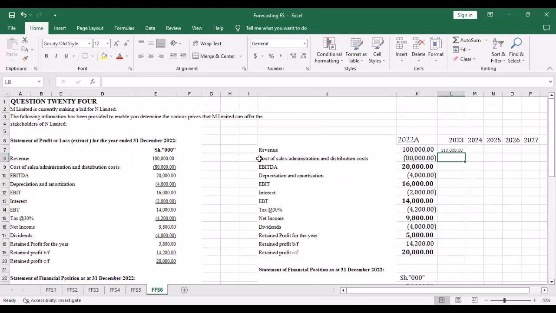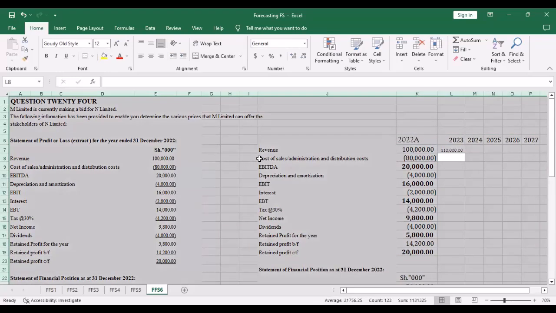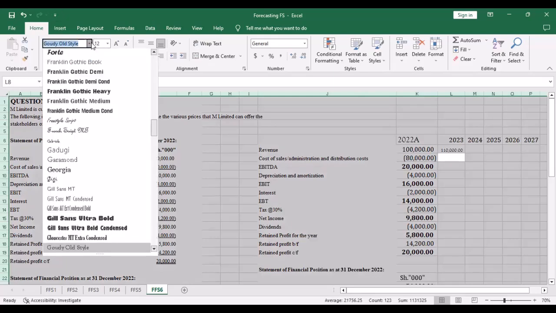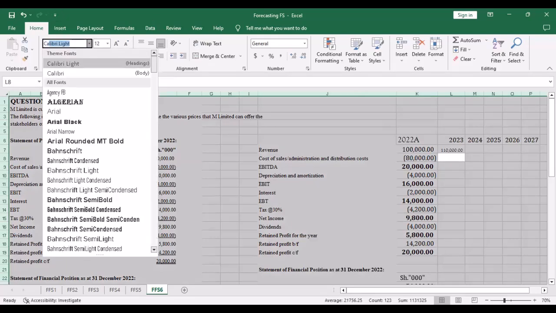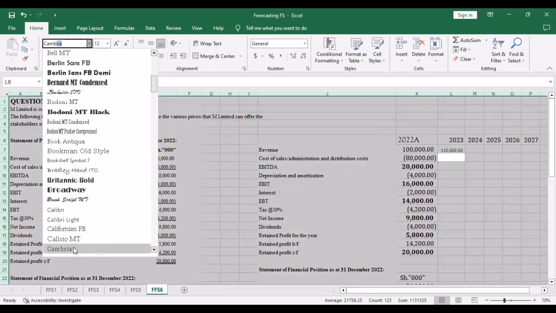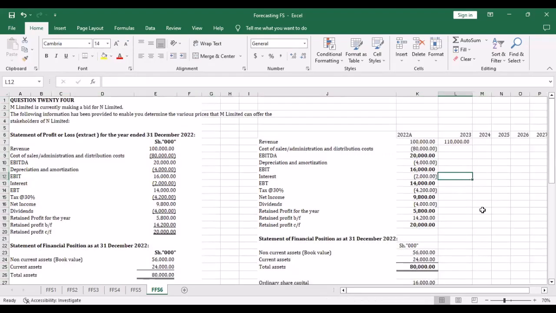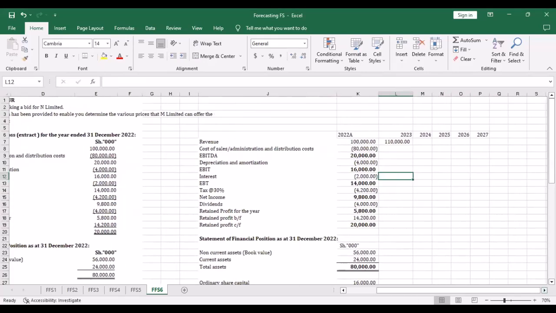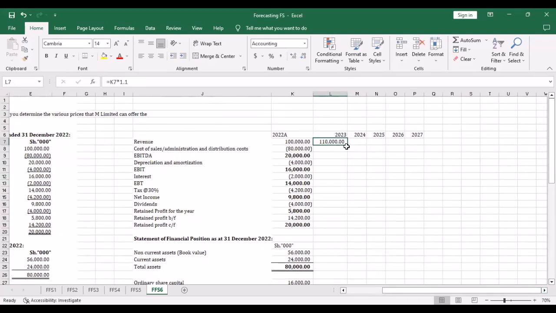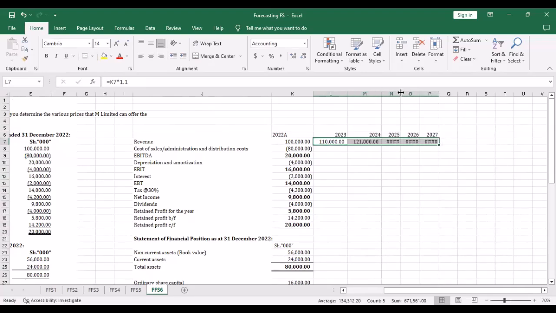I can do Control A. Then I just change the font once to Cambria. I increase to 14 so that everything is just seen clearly as we go by. It grows by 10%. So I just drag, then I widen. So forecasting is just as simple as that. Then maybe we go back.